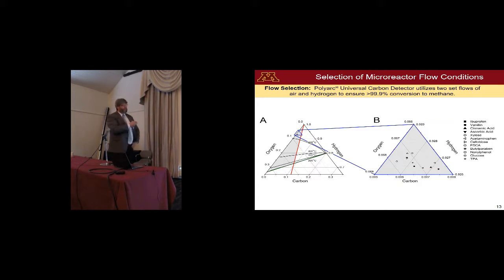So it turns out all the molecules that we're interested in, anything you can think of with carbon, hydrogen, oxygen, even sulfur, silicon, whatever you're working with, show up here in this tiny little box for the flow conditions we're talking about for this universal carbon detector.